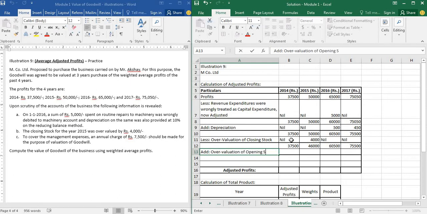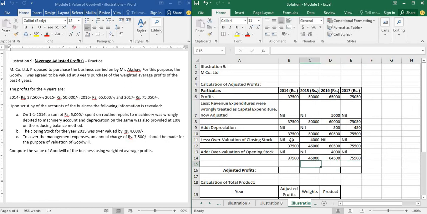Overvaluation of opening stock for the year 2016, because it was the closing stock of 2015 that was overvalued, which has in turn led to overvaluation of opening stock of 2016 by 4,000. I have already explained to you how it reduces the profits, and why we need to add it. I hope you guys have already understood this. Let's add it back. This will come as it is.